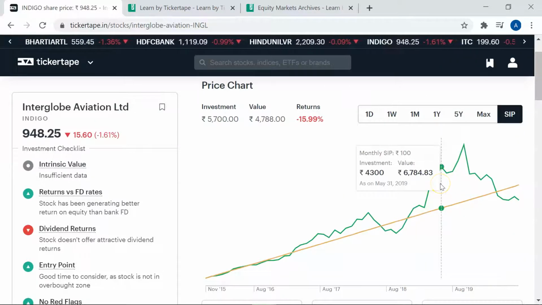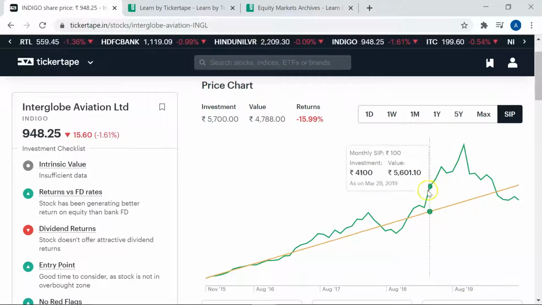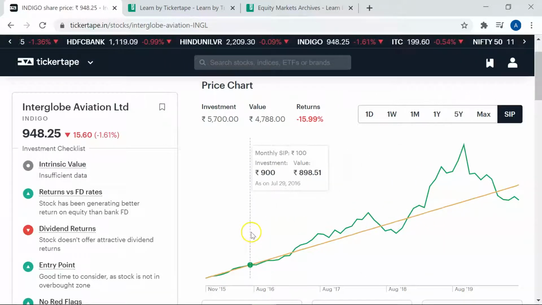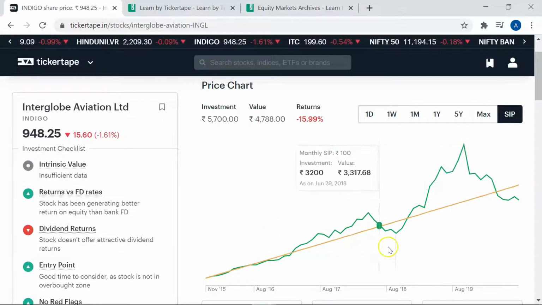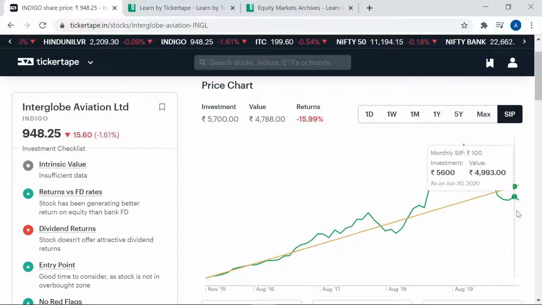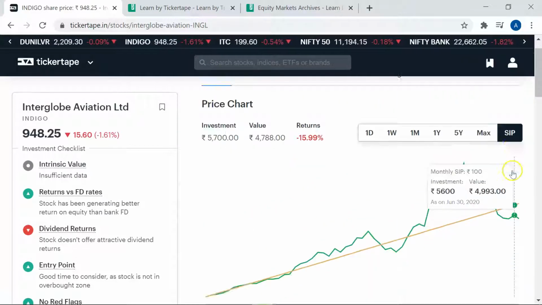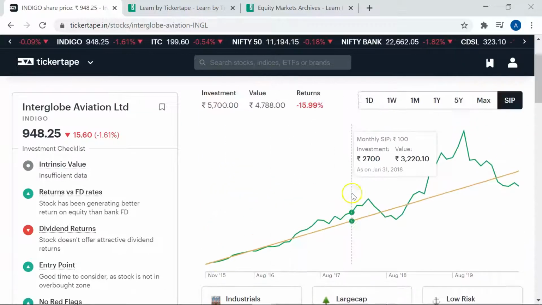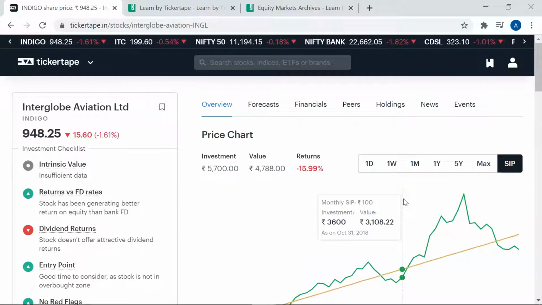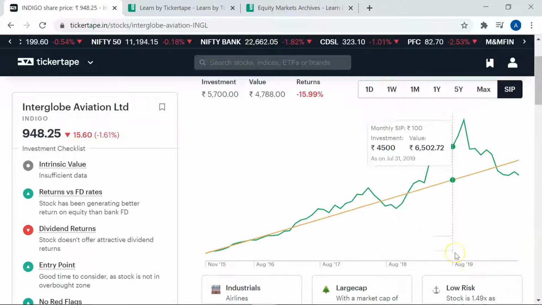If you do a monthly SIP of just 100 rupees every month, what could your holding be currently? Say for example, you are doing a SIP from November 2015, what would be your current portfolio value if you invested 100 rupees every month in Indigo? That is also available here.